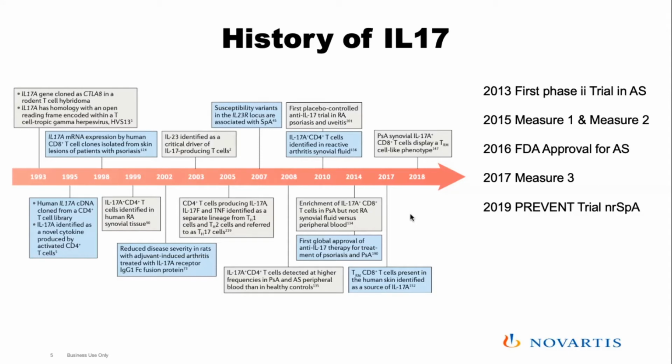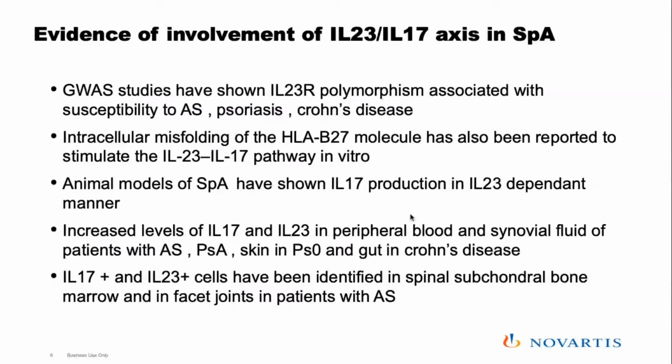2016 was the FDA approval for IL-17 blockade secukinumab for ankylosing spondylitis. In 2017, we had the MEASURE 3 trial. 2019, we had the PREVENT trial. So IL-17 is a comparatively newer molecule as compared to anti-TNF. So, what is the evidence that this axis is involved in spondyloarthritis, this IL-23, IL-17 axis?